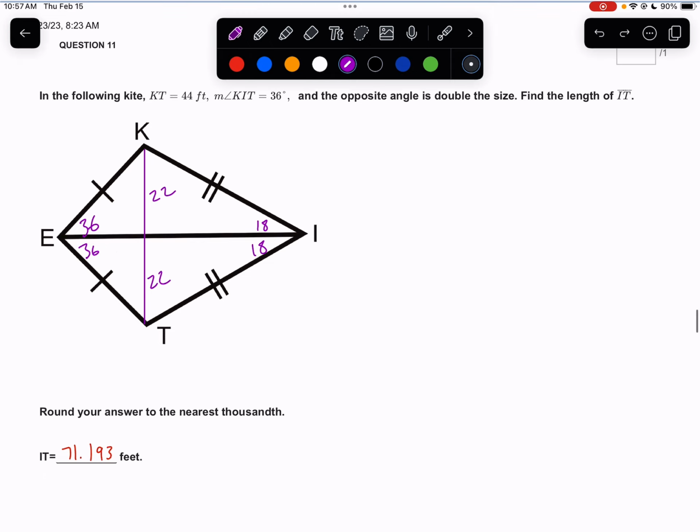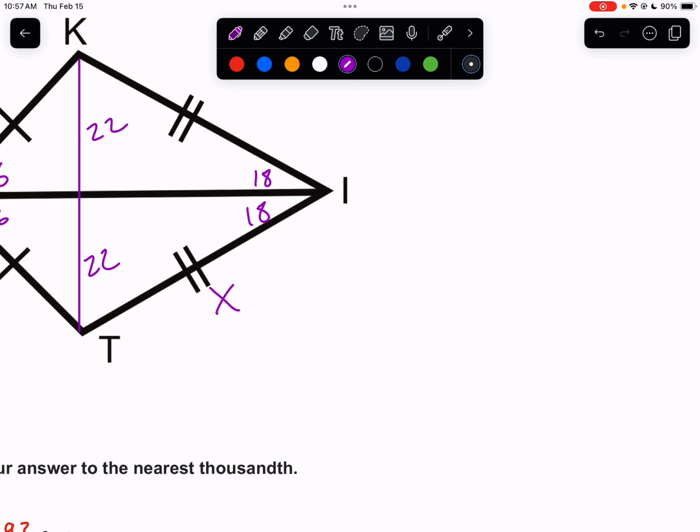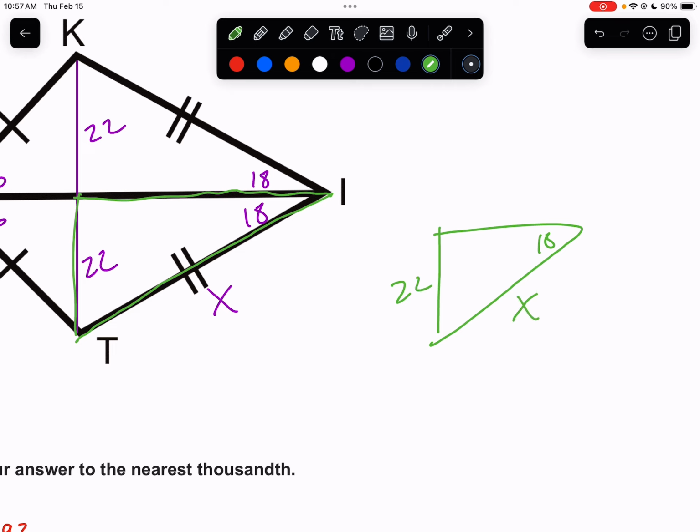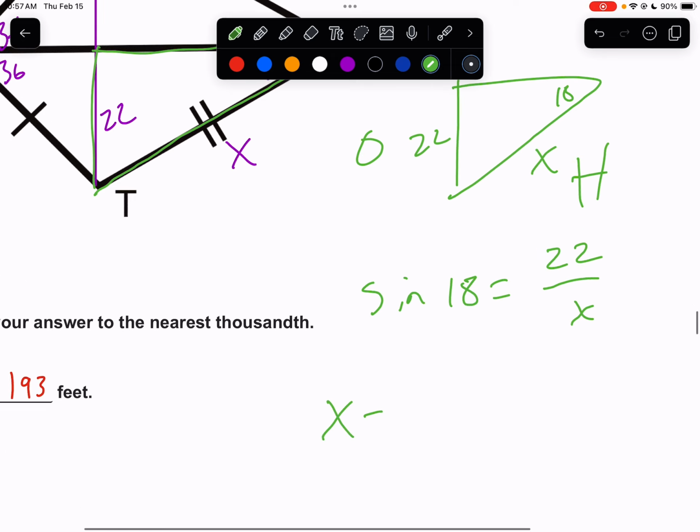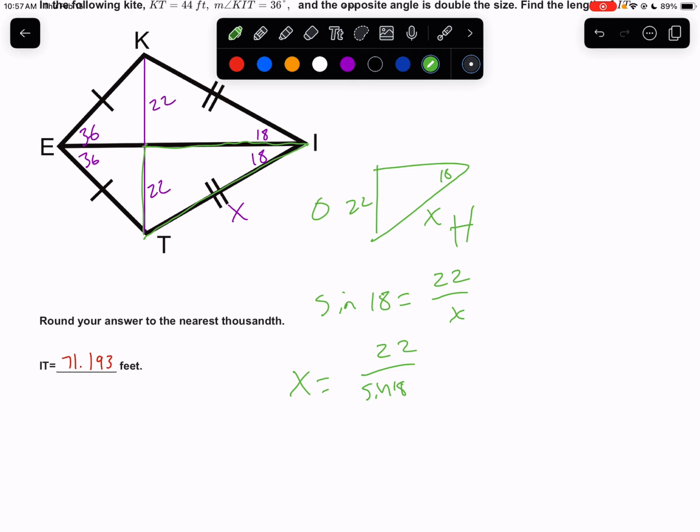Find the length of it. Well, we got to find it. I'm going to call it x. So if I focus, they gave us a kit to solve for it. We can do this. So if this is 18 and this is 22 and I need x, that's going to be opposite over hypotenuse. So that's going to be the sine of 18 equals 22 over x. If x is down low, they switch places, you know. And so that's 22 over the sine of 18. I get 71.193.